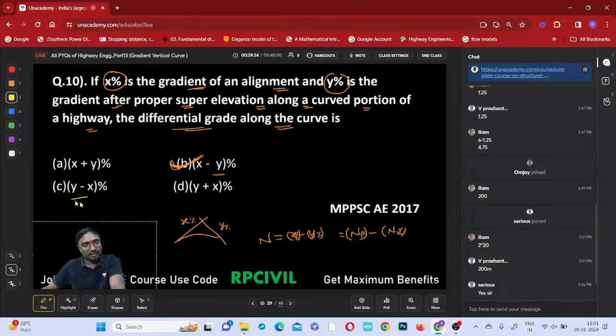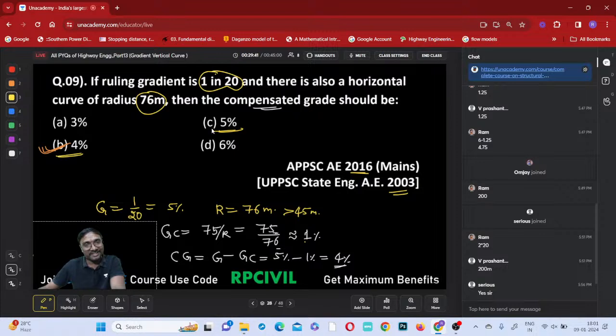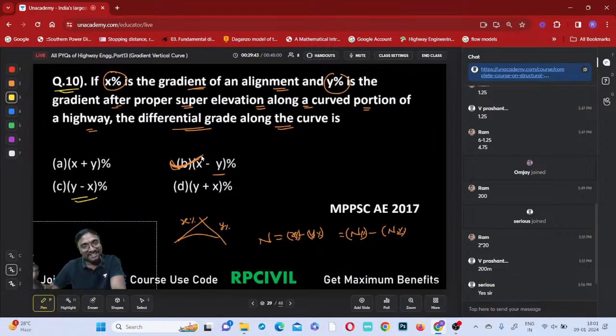I think I had given Y minus X. I got confused between the options and gave it like that. I did not check BC. Previously, I thought this is C, this is B, so I gave this one directly.